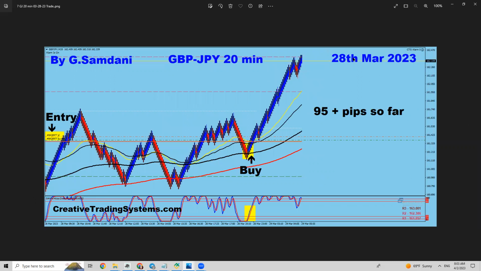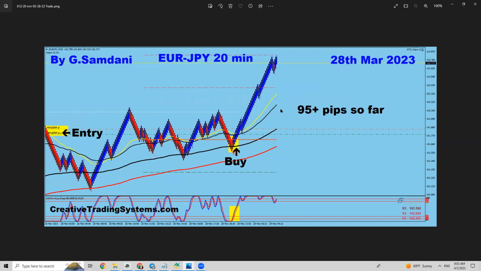GJ again on the 28th after going up, retracing, and this again, boom, 95 pip. All yen pairs went flying this last week, huh? Euro yen, this one from this to here on the 28th, 95 pip.